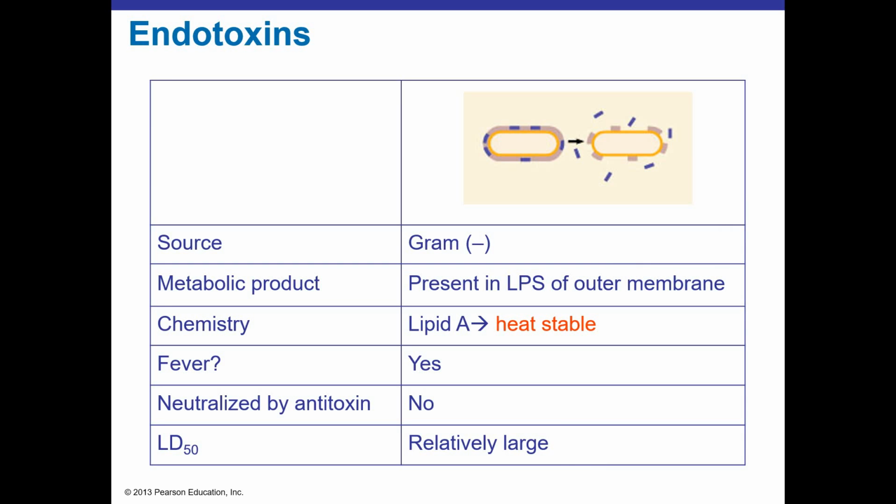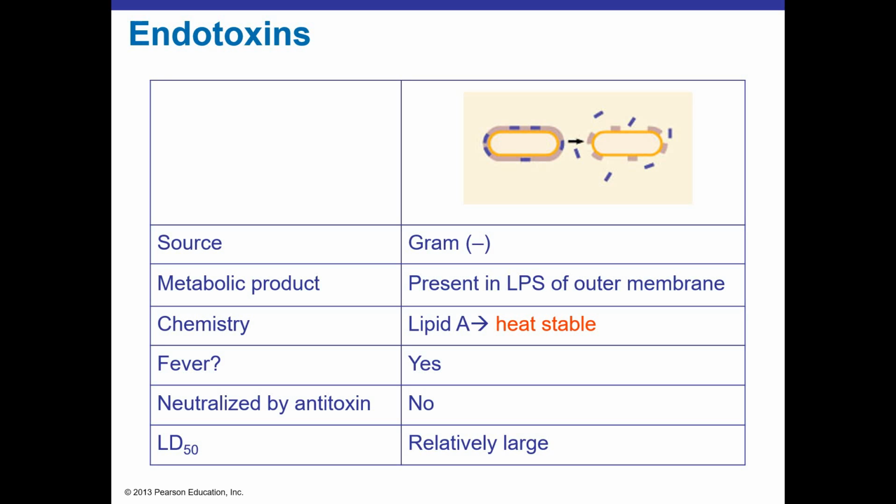So endotoxins, in summary, are made from gram-negative organisms because it is the LPS, that outer membrane. That lipid A is an unusual lipid in that it's very heat stable. So that's the problem. You could actually destroy the bacteria without destroying the endotoxin, and that's why these endotoxins can still be left in these various solutions. It actually also causes fever, as we saw in the previous diagram.